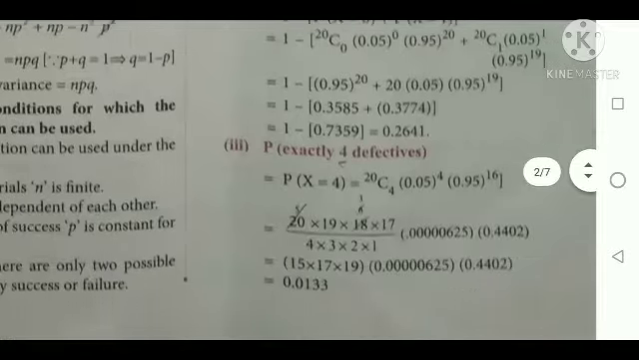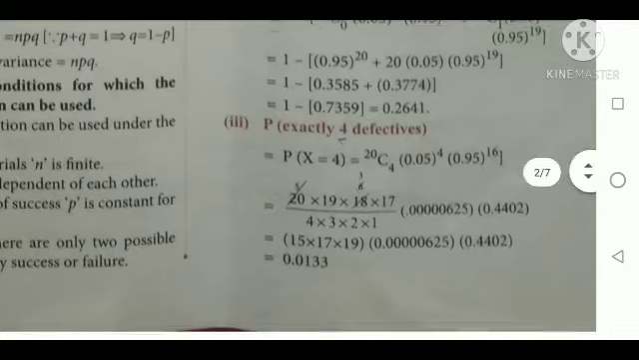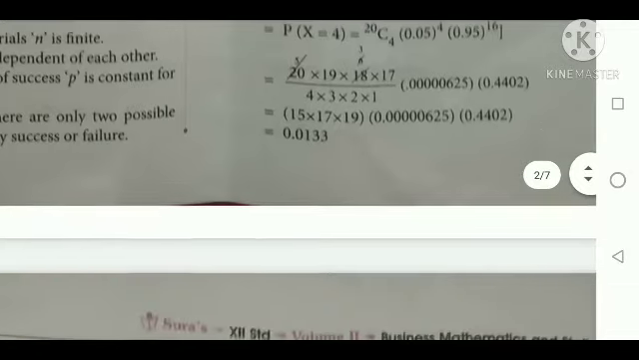Then exactly 4 defective means it is exactly 4 defective. Therefore 20C4 p power 4 and q power 16. Here p equal to 0.05 and q equal to 0.95 whole power 16. Therefore 20 into 19 into 18 into 17, because 20C4 is 20 into 19 into 18 into 17 divided by 1 into 2 into 3 into 4. We are getting the answer 0.0133 for the question exactly 4 defective.